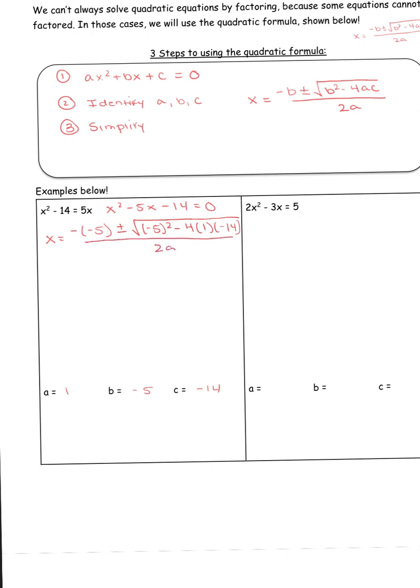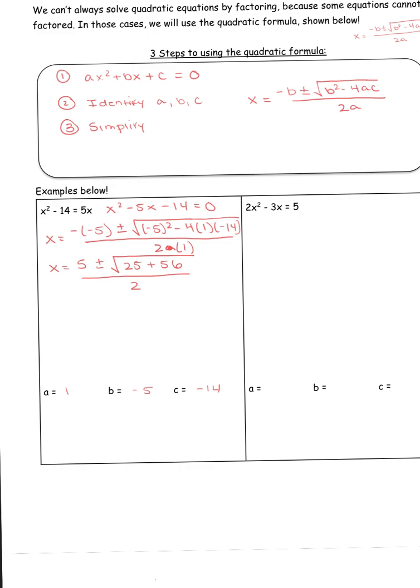All right, now we're just going to go through and simplify. I have x is equal to, a negative times a negative is a positive, which makes that a positive 5, plus or minus the square root of negative 5, or excuse me, negative 5 squared. So we have 25, and then we have negative 4 times 1 times negative 14, which is going to give us a positive 56, and that's all going to be divided by 2. I made an error here. This should actually say times 1. So I did make an error there.